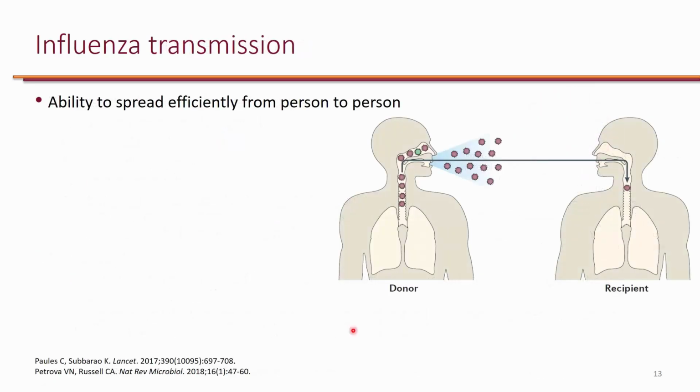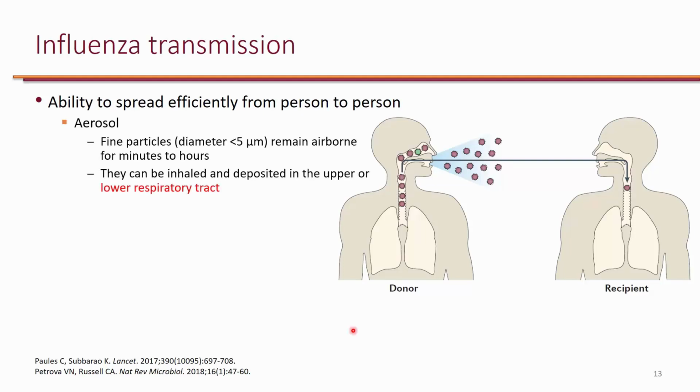Now let's take a look at influenza transmission. The influenza virus actually has the ability to spread very efficiently from person to person through three routes. One route is by aerosol, which are basically the fine particles that remain airborne for minutes to hours, which basically come from a donor or an infected patient, and they can be inhaled. And because they are so small and fine, they can actually go deep into the lung. And because they go deep into the lung, they can cause lower respiratory tract infection.